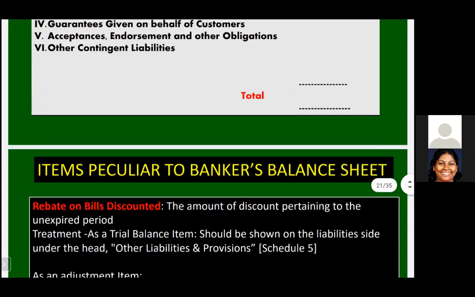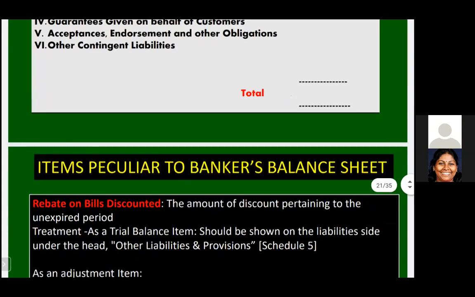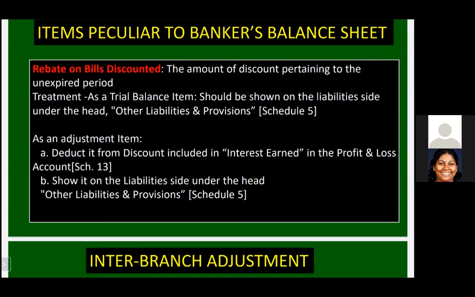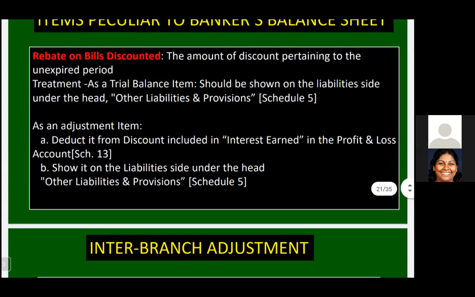I want to highlight certain items related to a banker's balance sheet. That is rebate on bills discounted, which means discount received in advance. How will we treat this rebate on bills discounted in our balance sheet? If you have opening and closing rebate on bills discounted, the opening rebate and closing rebate will be considered in schedule number 13 when I explain the profit and loss account for a bank. In the balance sheet, only the closing rebate on bills discounted will be shown under Schedule 5, other liabilities and provisions, as an adjustment.